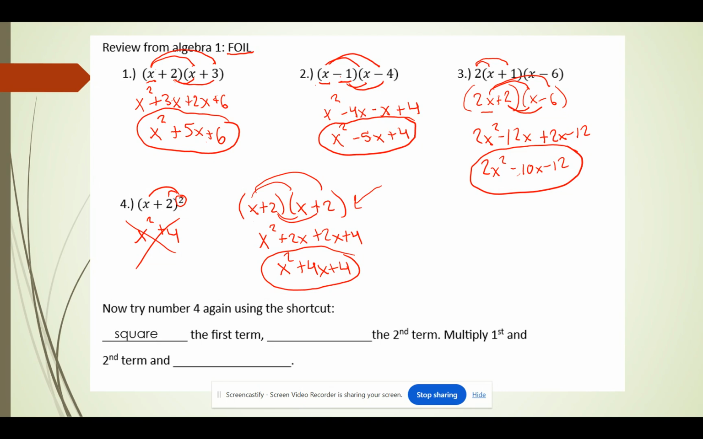So how it works is we're going to square the first term like we did here, right? X squared. And then you square the second term. So you square the 2 and you get a 4, right? But there's one more part to the process you have to remember. You multiply the first and the second term. So you multiply these 2 together. 2 times x which is 2x. And then you double it. That would get you 4x. And you can see x squared, 4, and 4x is what should be in your answer.